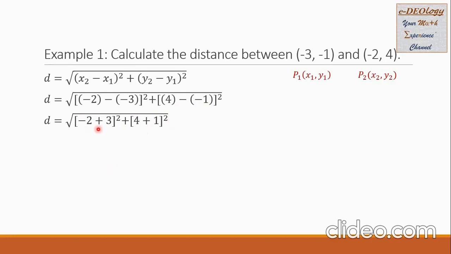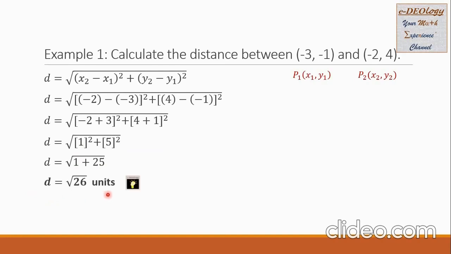The -2 plus 3 is now +1. And we copy the power 2, then plus 4 plus 1 is 5 square. Then we simplify the square now. 1 square is 1 plus the 5 square is 25. So 1 plus 25 is 26. So the distance is equal to the square root of 26. We put the word units, and this is our final answer.